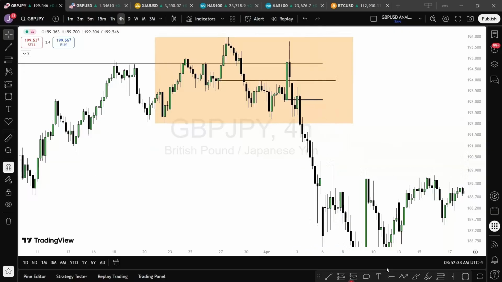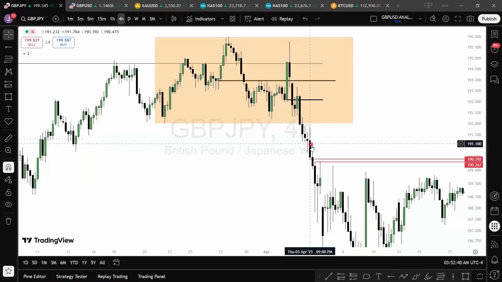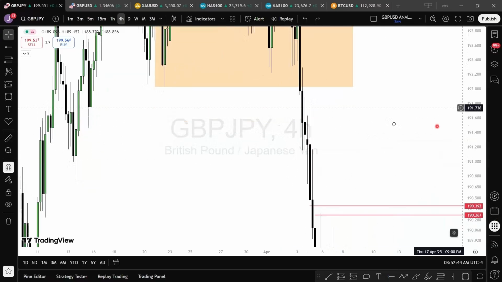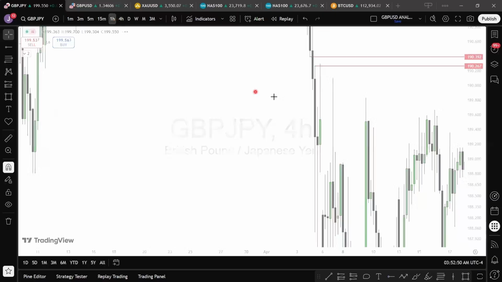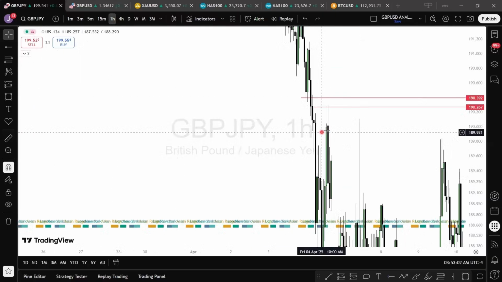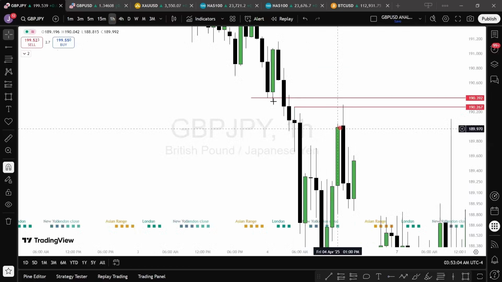Now it's very small, but let me show you. Because if you look at this, we don't have any fair value gaps here. There are no fair value gaps here. The only fair value gap we have is this. So if I expand this, you see that price retraced into this fair value gap happening in the New York Q zone. So if we go to the 1 hour time frame, you can see how price expanded into the fair value gap.